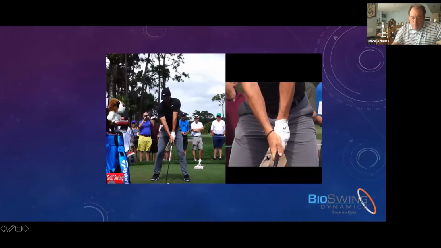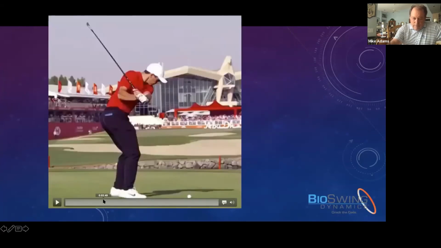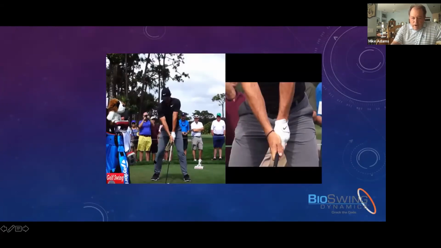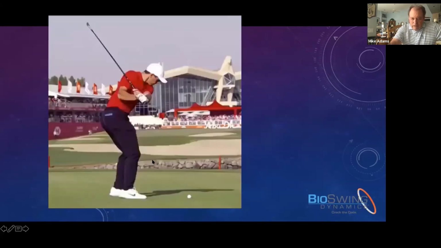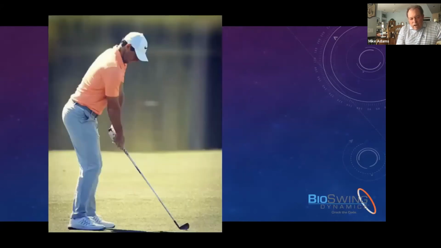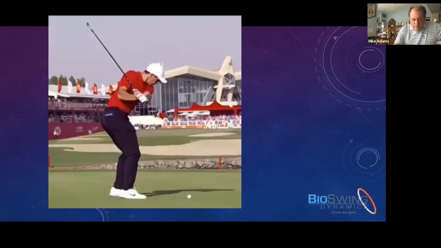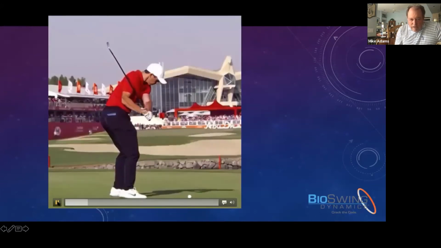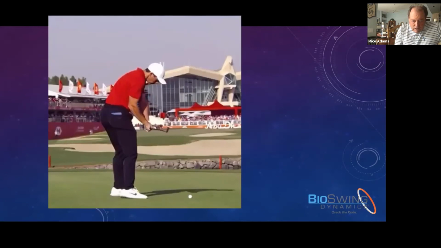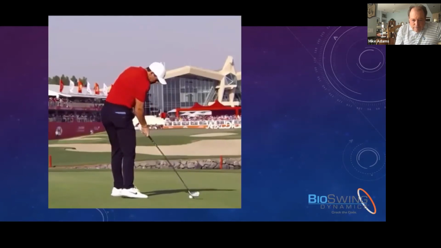Rory McIlroy. Side cover grip. Want you to watch what he does as he comes down. The right elbow goes behind the hip. The right hand stays on top of the shaft. See how the right hand stays on top of the shaft? And the club swings a lot more to the left.